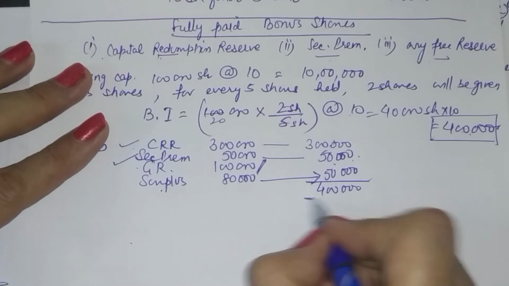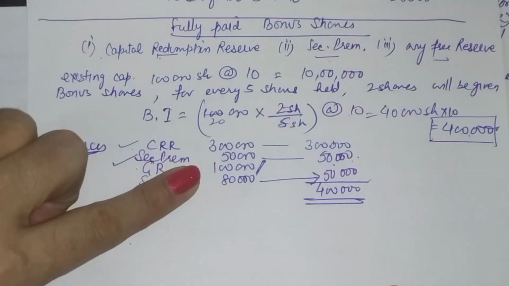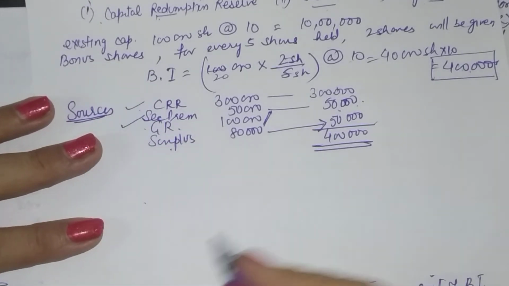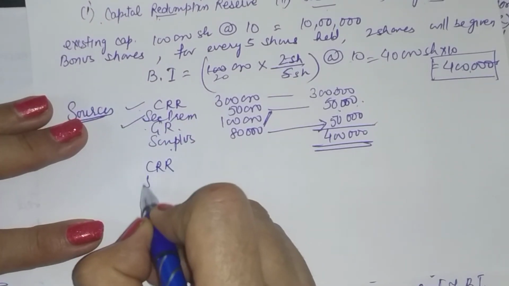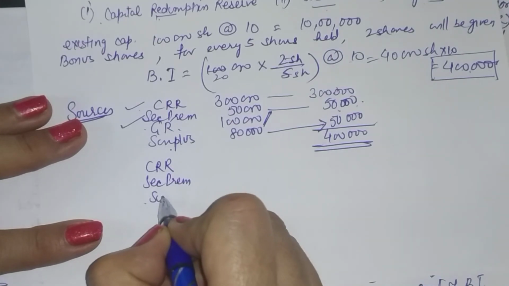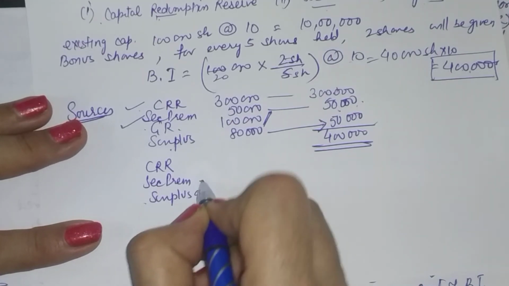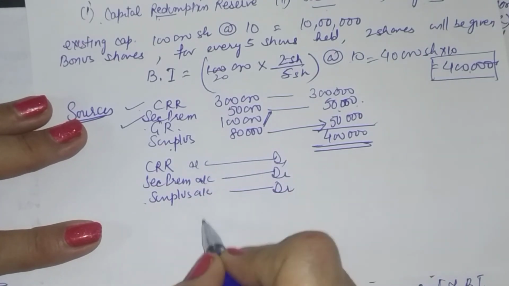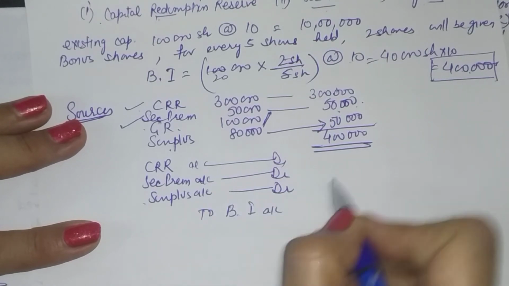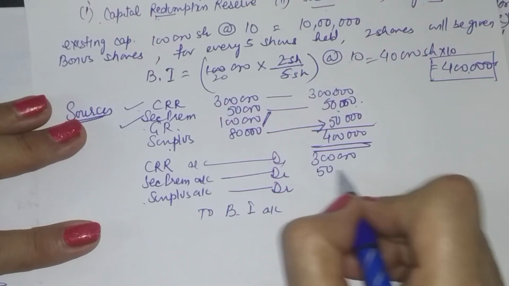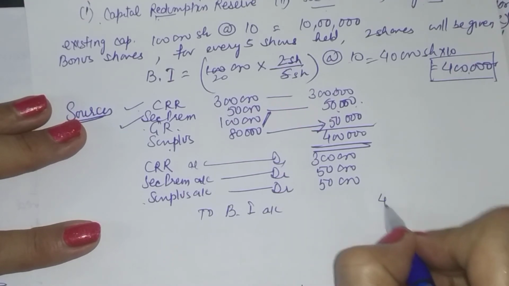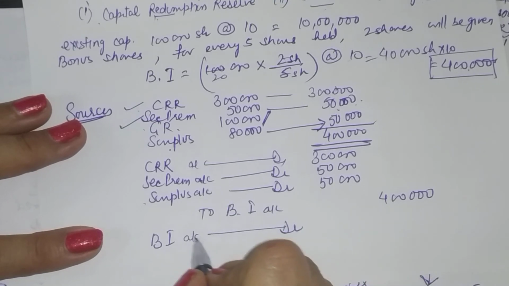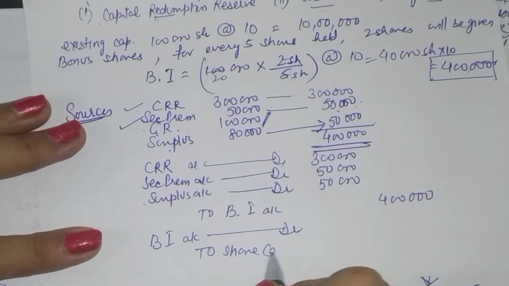So obviously you don't need to use general reserve. It will be kept as it is. So these are the sources of bonus issue. So your journal entry will be, you are using CRR, you are using securities premium, you are using surplus account. So these will be transferred to bonus issue account. Okay, so 3 lakh, 50,000, 50,000, that means 4 lakh rupees are transferred to bonus issue, and from the bonus issue account it will be converted to share capital.